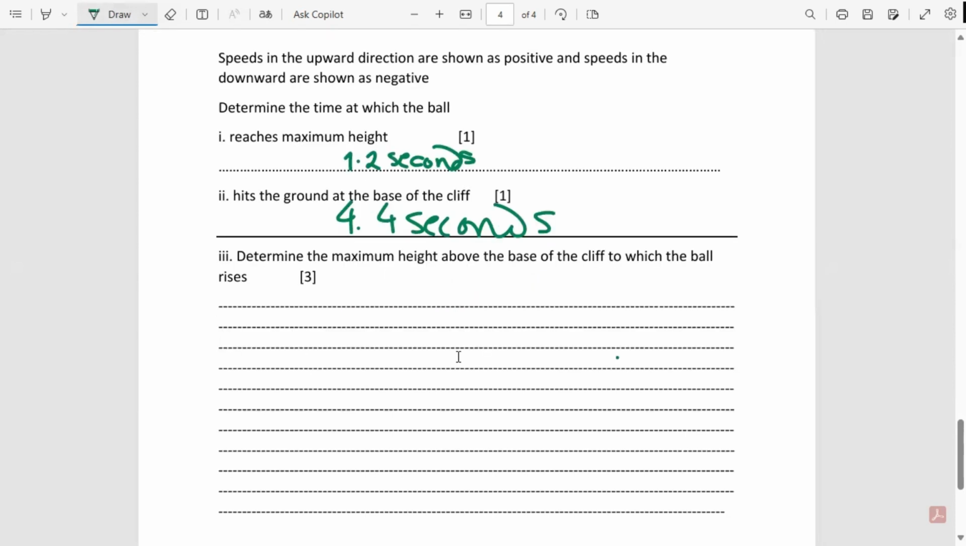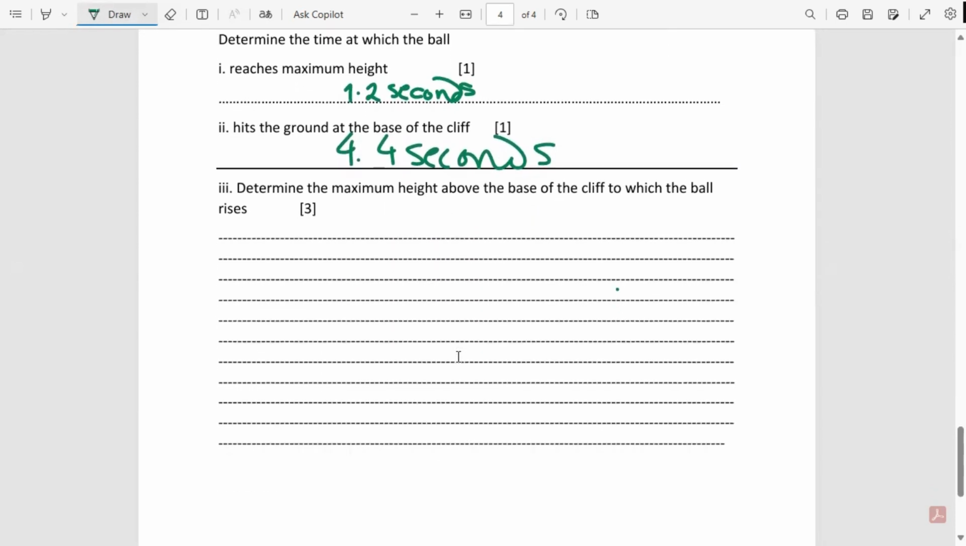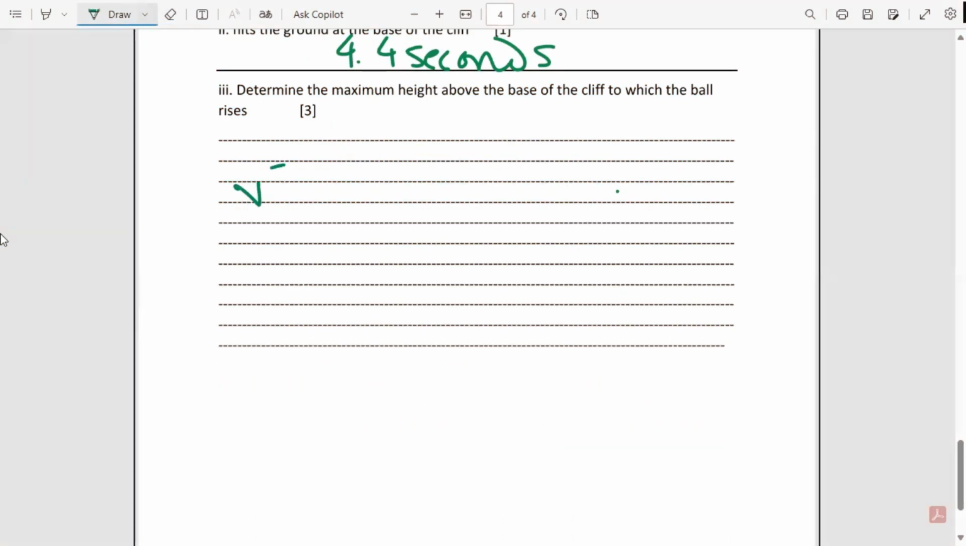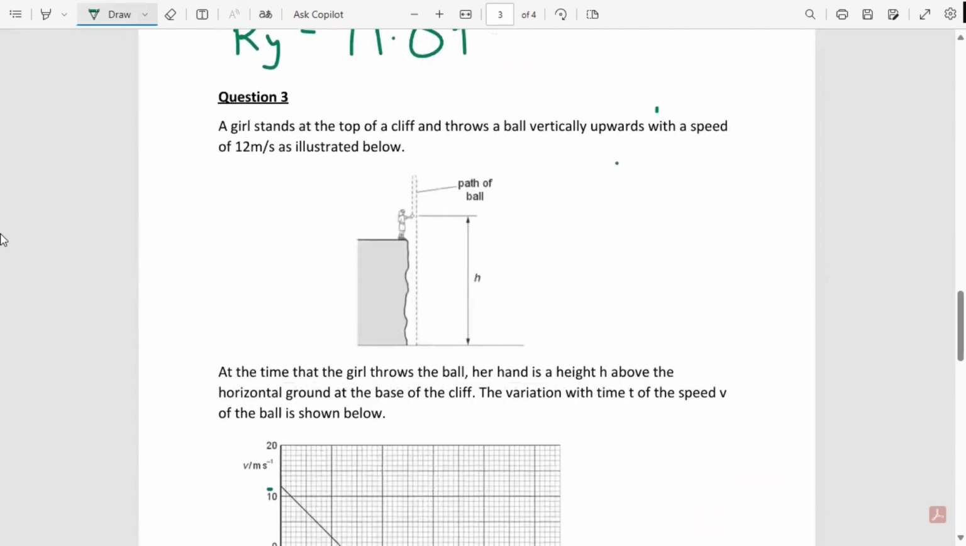Then the last question, they're asking us to determine the maximum height above the base of the cliff to which the ball rises. So we're supposed to calculate the maximum height above the cliff. What are we going to do first? We're going to use the formula v squared is equal to u squared plus 2as. From this equation, we're looking for displacement. We have the acceleration because this is gravity, 9.81 meters per second squared. Then the initial velocity, we are calculating this height from the topmost point here.